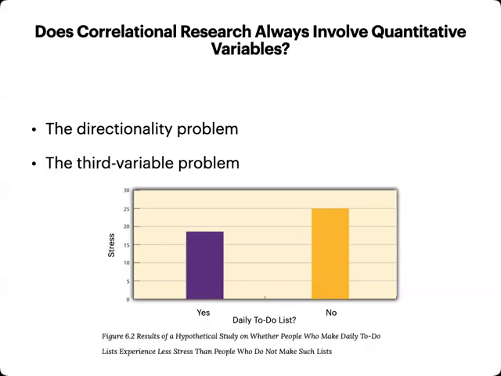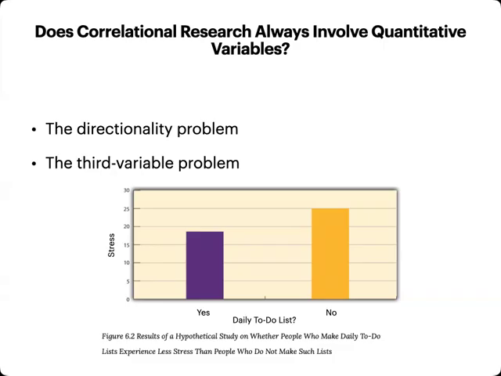The y-axis shows the level of stress, which is ratio data. That's quantitative data. That's numerical data. Note that you cannot tell just by looking at the graph whether this is an experiment or a correlational study, because it depends on whether the independent variable was manipulated.